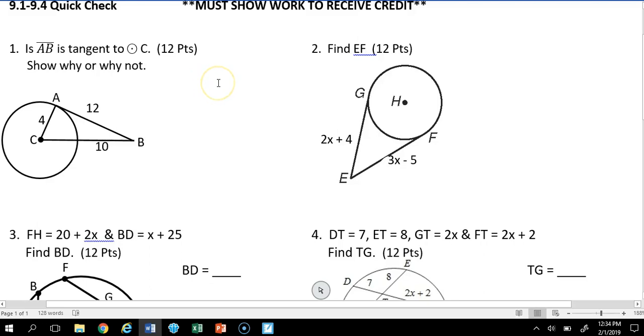Okay, so this is a video of me going over the quiz that we took over sections 9.1 through 9.4. So number one says, is AB a tangent to circle C? Show why or why not.